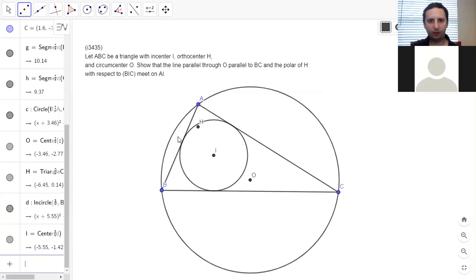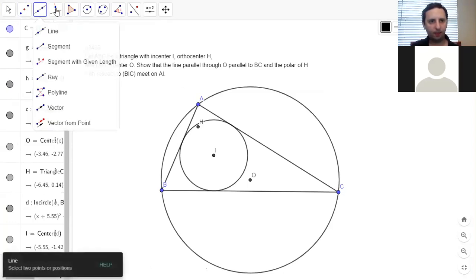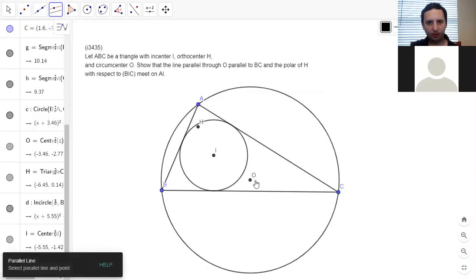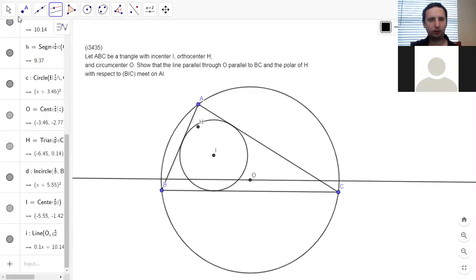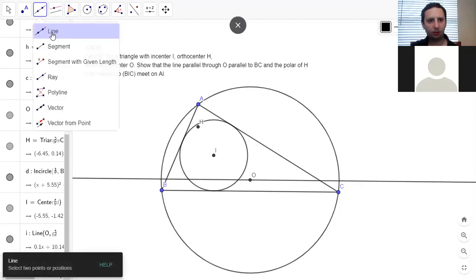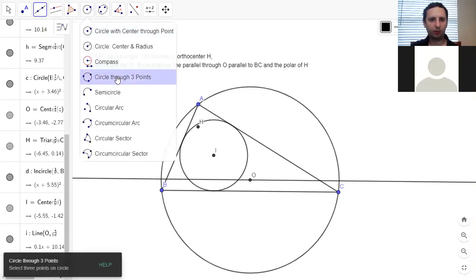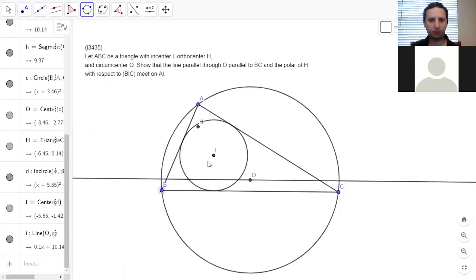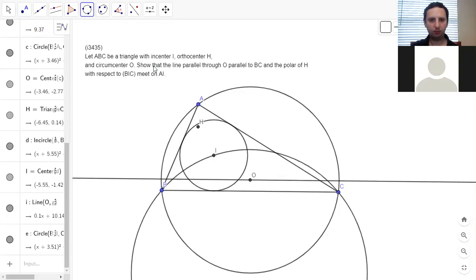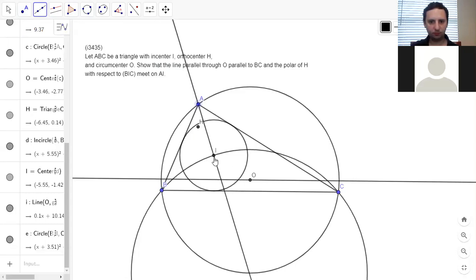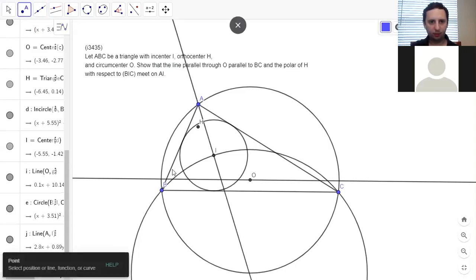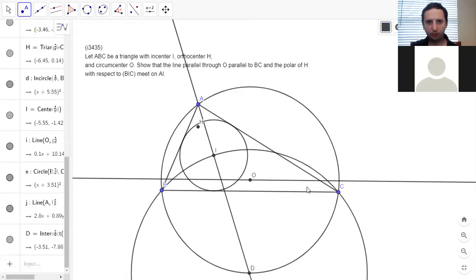We want to show the parallel line through O to BC and the polar of H with respect to the circumcircle of BIC concur. We know that the circumcircle of BIC has center, I'm just going to draw it for now, the midpoint of arc BC. So let me draw that, and I'm going to make the diagram nicer. We want to show that those two meet at 2 different points.